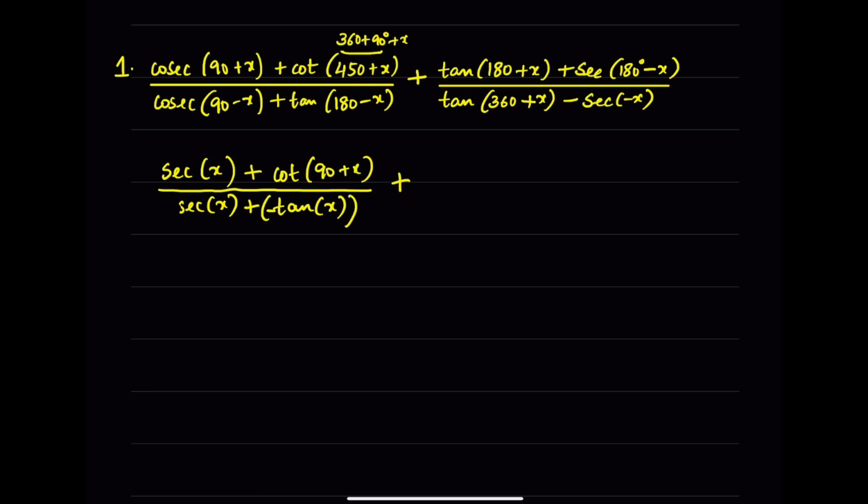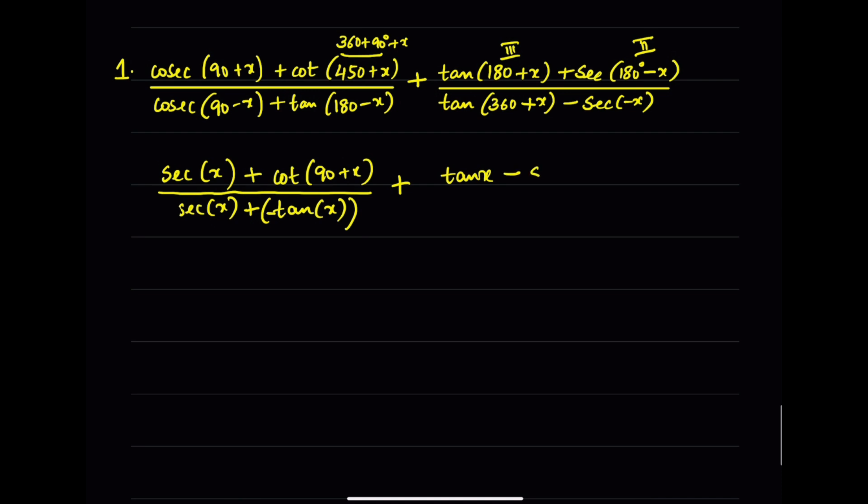Now the second part, tan of 180 plus x, this is third quadrant where tan is positive, so this would be tan x, and this is secant of 180 minus x, so this is second quadrant where cos and secant are negative, so this will change to minus secant of x.